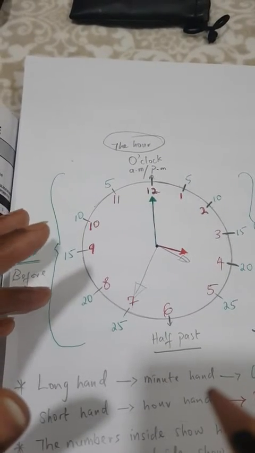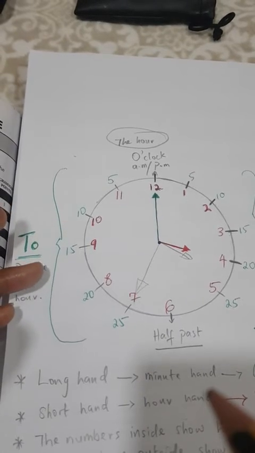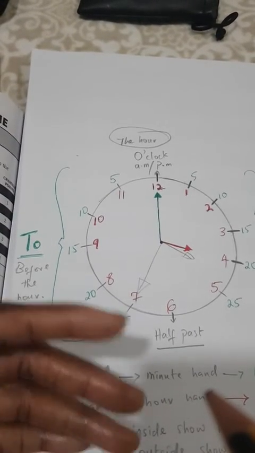5 o'clock can either be a.m. or p.m. 5 o'clock can be a.m. if it's in the morning, and it can be p.m. if it's in the evening.